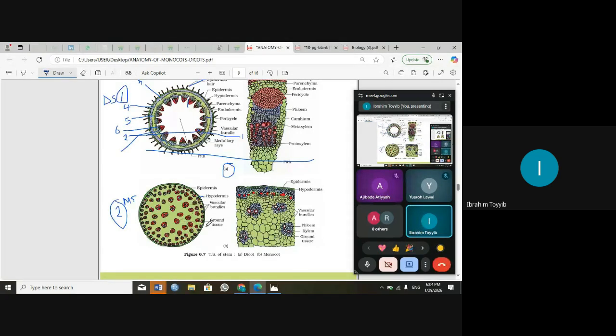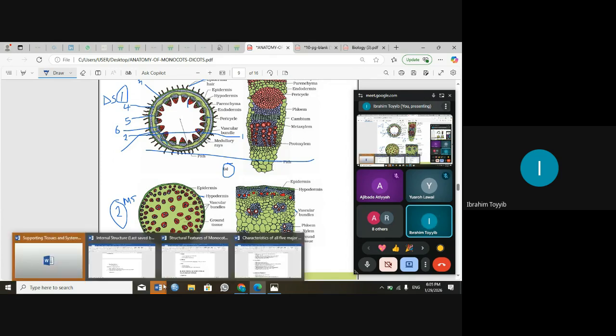Can you see the hypodermis and the epidermis? Then the ground tissues, where we have the parenchyma, collenchyma and so on. So this is another type of structure. You see the same thing in the monocot stem: epidermis, hypodermis, the vascular bundles with xylem and phloem, the ground tissue. We have looked at the structures, now let's look at the functions.